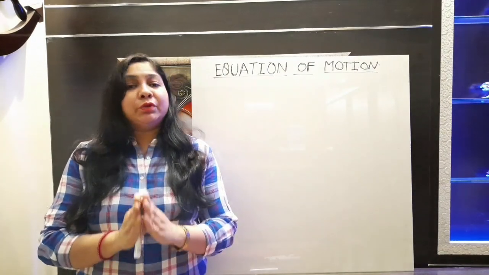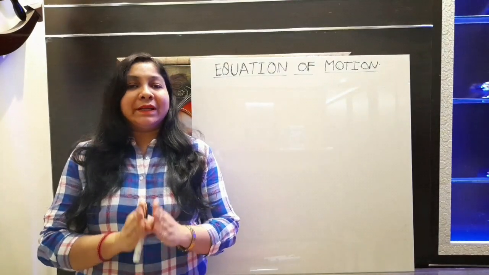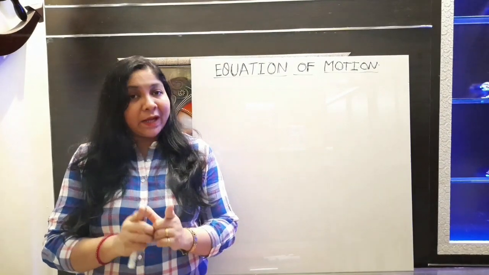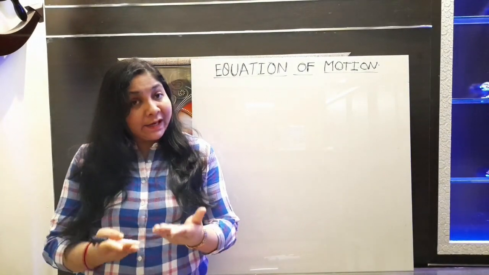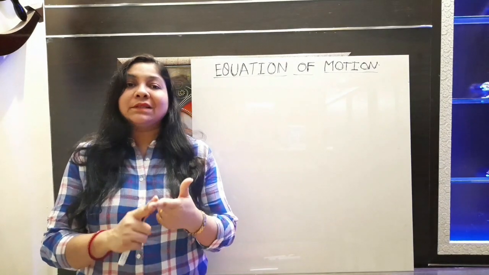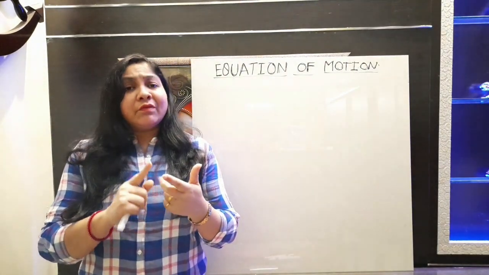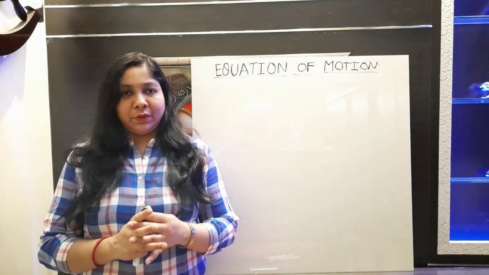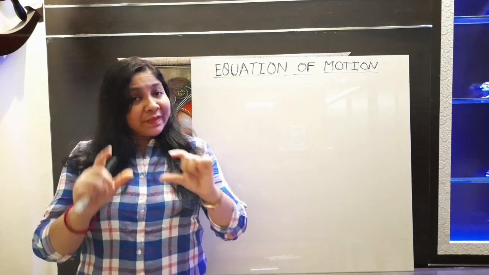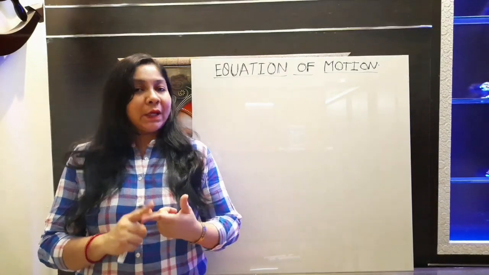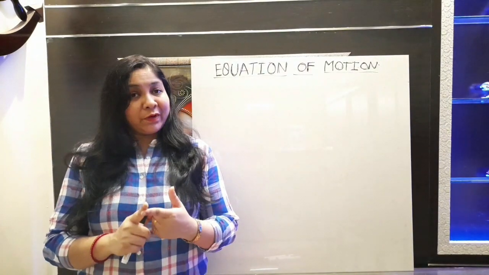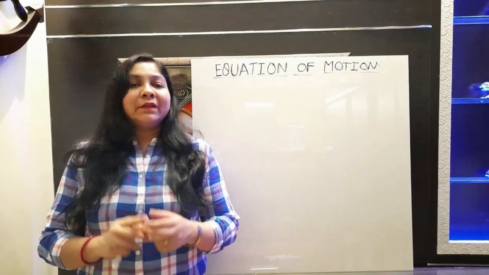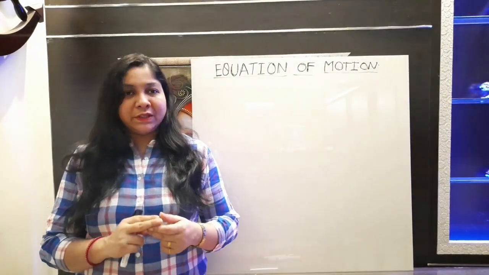But if a body is traveling in a straight path with uniform acceleration, then we can establish the relationship between distance, velocity, time and acceleration by a set of equations. That set of equations is defined as the equations of motion. There are three equations of motion that we are going to discuss here.